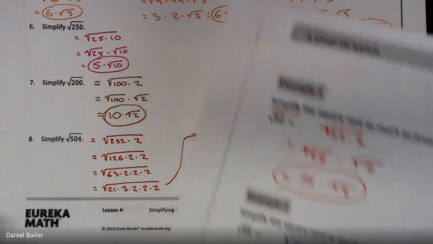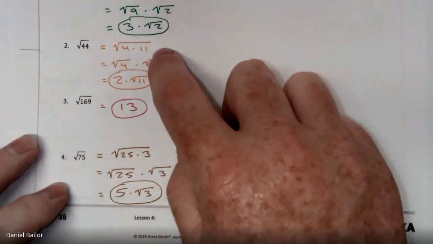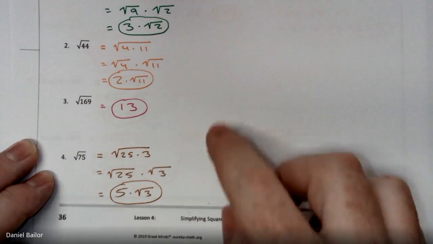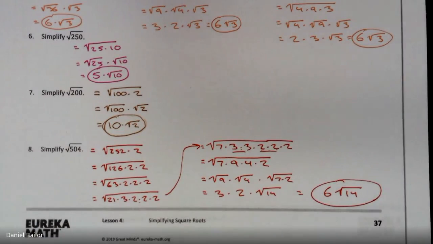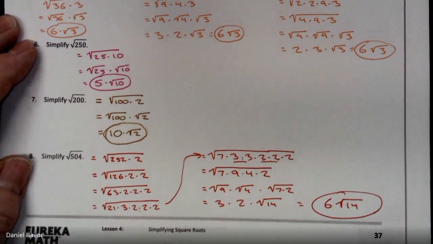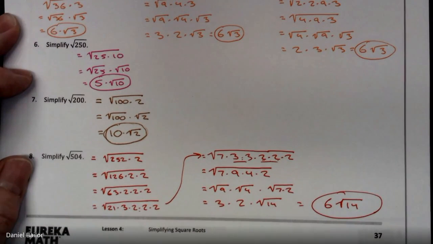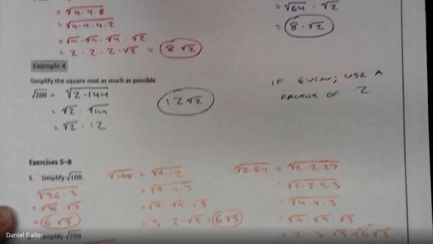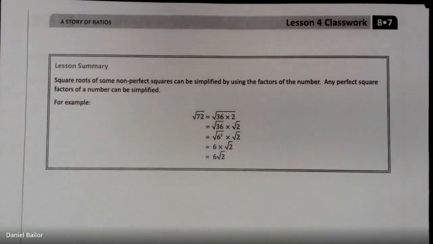Sometimes it'll be like page 36, where the perfect square factors are easy to find. Sometimes it'll be like page 37, where the perfect square factors can take a little bit of work. But I think if you do the work, if you don't give up, if you persevere, you can do this. Let's check your independent work.